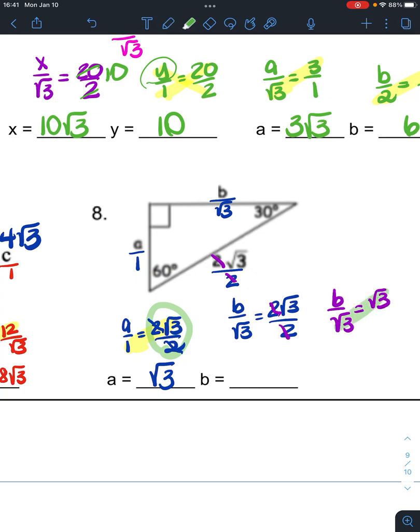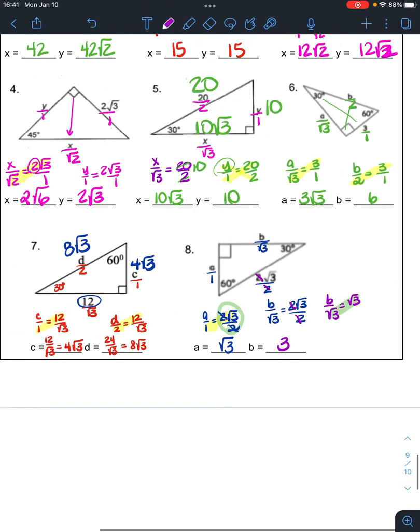And then remember that you're going to cross multiply. Root 3 times root 3 is the square root of 9. The square root of 9 is 3, or you can go straight to 3. Remember, root 3 times root 3 is 3, if you remember that trick.